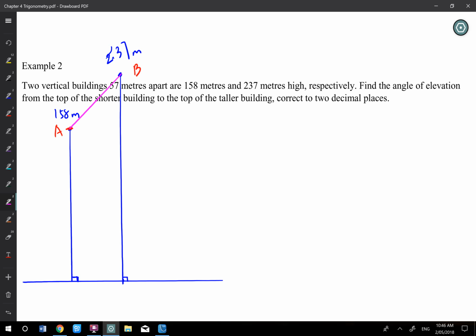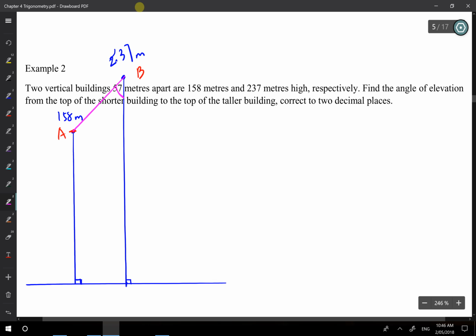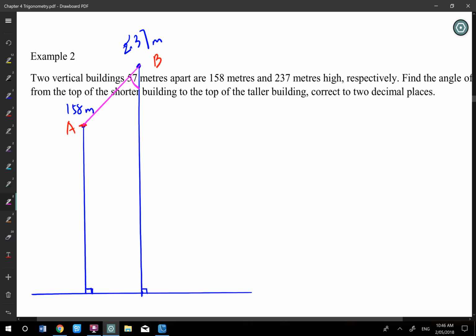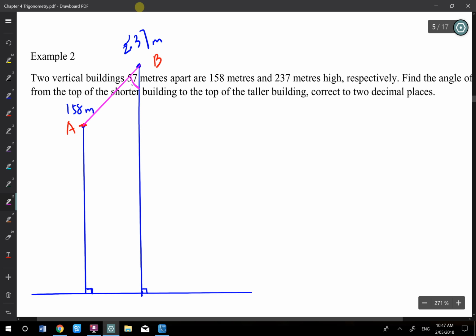This line needs to make an angle with the horizontal, not with the vertical, not this angle. This is the common error. Students really easily treat this angle as the angle of depression and say therefore it's the angle of elevation, but it's actually wrong. It needs to make the angle with the horizontal.